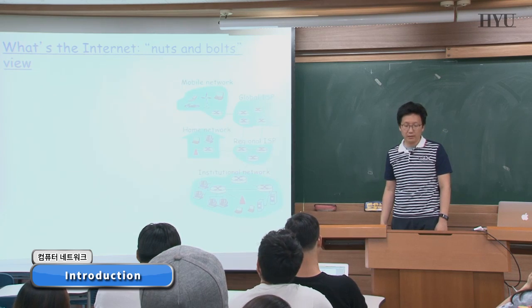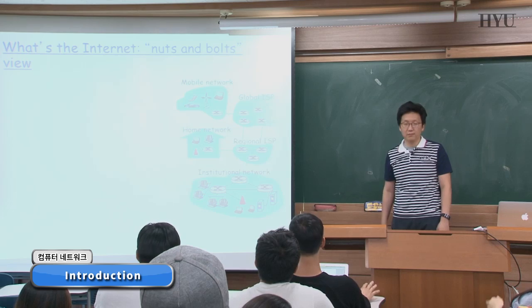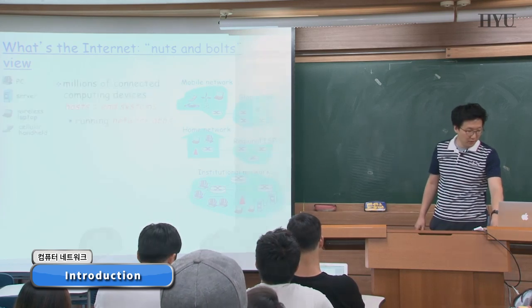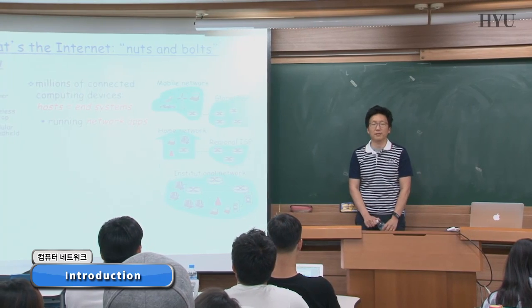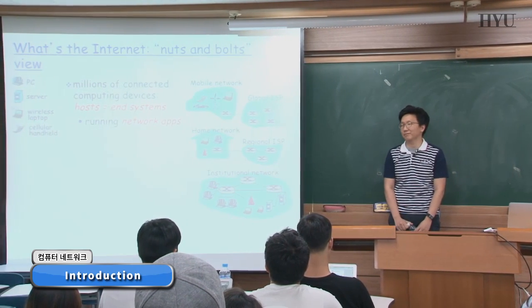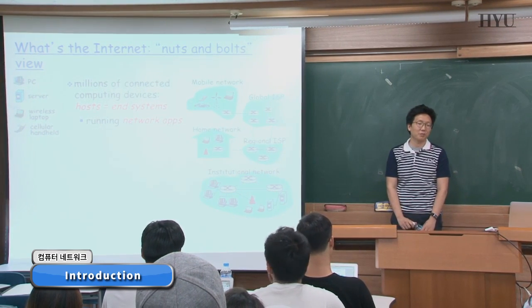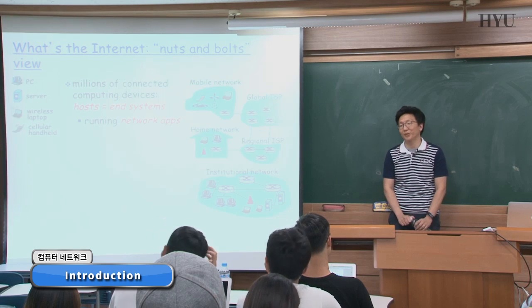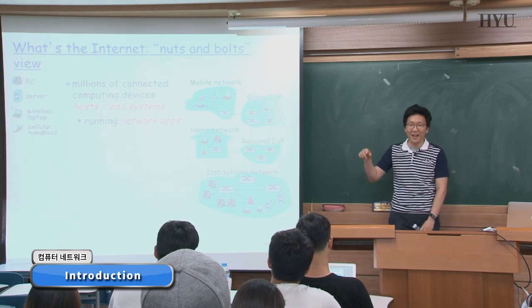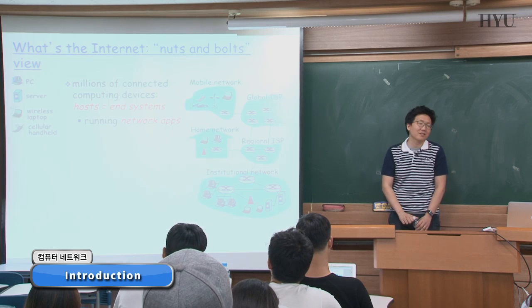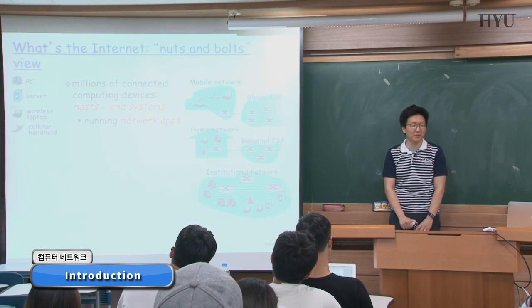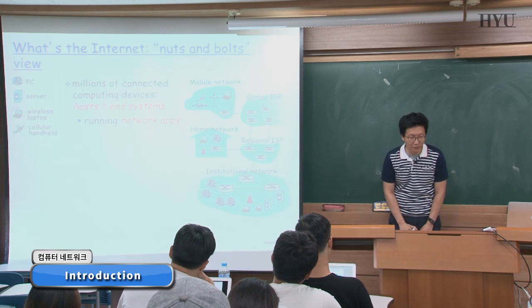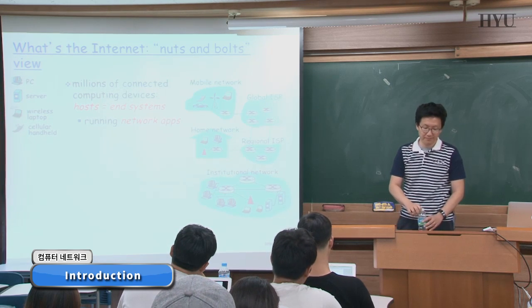Internet. What is the internet? It's a network of networks, right? Billions of connected host computing devices and systems running network apps. Even if you're not taking any computer network courses, you know that already. Nowadays they try to add more things in, right? IoT, Internet of Things, IoE, Internet of Everything, et cetera.